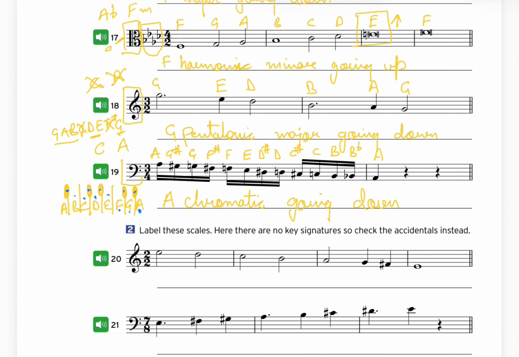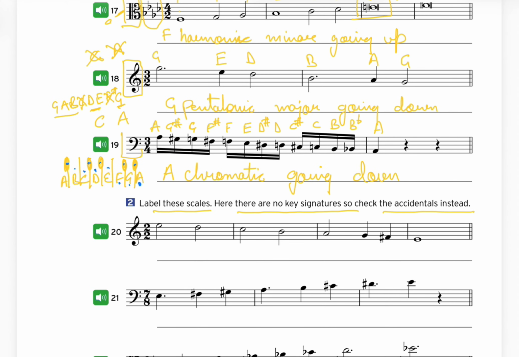Okay, now next what we're doing is labelling these scales. Here there are no key signatures, so check the accidentals. So now we have to recognize the key scale but without the key signature. So let's find out how to do that. So we see this is our treble clef. Let's check out the notes first. So this is E, you're starting on E, then you're going to D, C, B, A, G, F, and E.